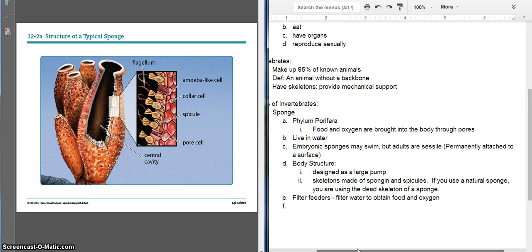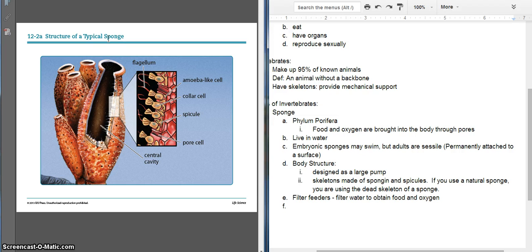The sponge is in phylum Porifera, meaning that food and oxygen are brought into the body through pores. And here you can see these little pore cells in the cutaway of the sponge. Everything's brought in through these little pores. It goes into the body through the pore, and then it gets pumped out. We'll look at that in a video in class tomorrow.